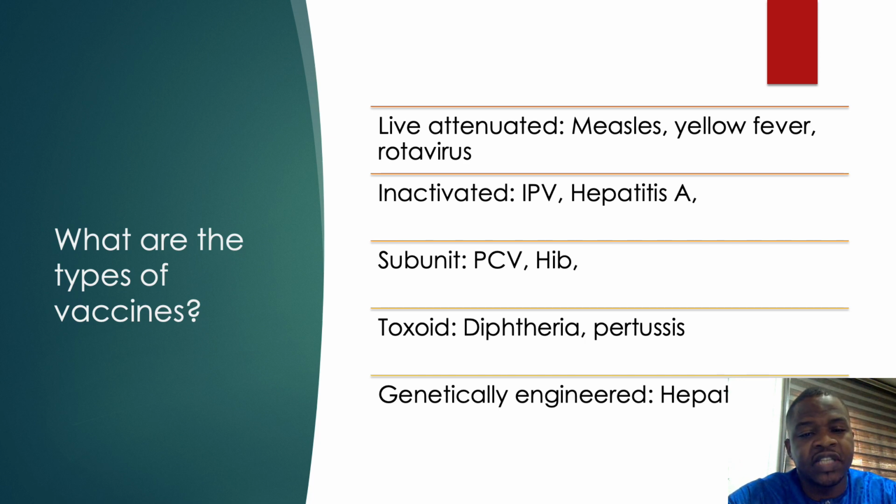Then also we have the genetically engineered vaccines. So this is where you have the hepatitis B vaccine and then the COVID-19 vaccine. So these are the various types of vaccines, and basically they are differentiated by the way these vaccines are made, what confers the antigenic property on the vaccine.